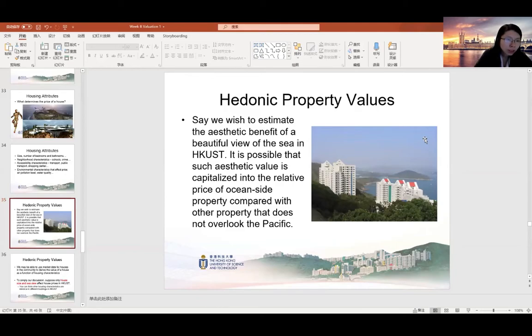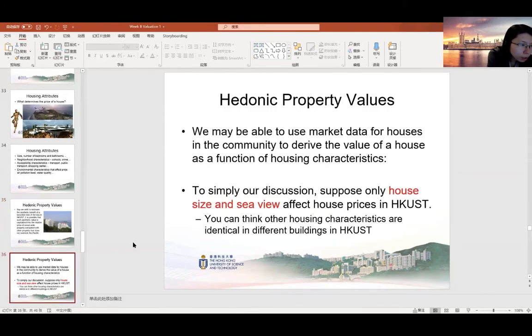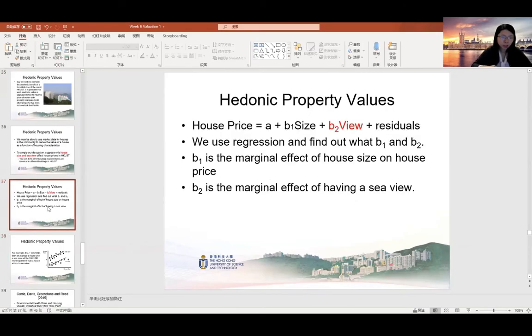So suppose we want to estimate the amenity benefit of the sea view in HKD. Suppose the houses are for sale. The ideal thought experiment is we just find two apartments, one with a view to the sea and one without a view to the sea. The other attributes should be the same: they're in the same block, have the same number of rooms, same number of bathrooms, same size. The only difference is one apartment has a view to the sea, the other doesn't, in a similar location, at the same height.